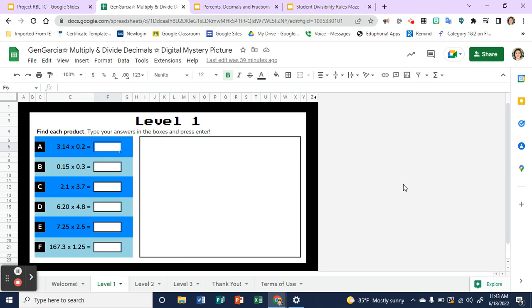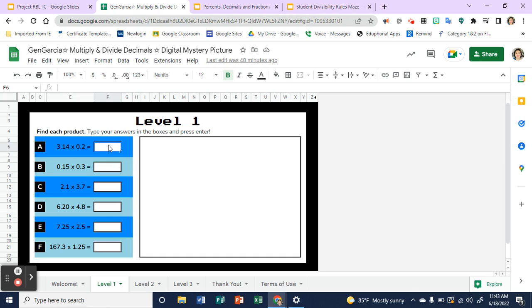This is also another example of a different type of activity that we use in flexible grouping. We have here some multiplication that we were working on. This is also during the first 6 weeks. And this is our multiply and divide decimals, and it's a digital mystery picture. So whenever they get the correct answers here, they will go on to see the completion of the picture.